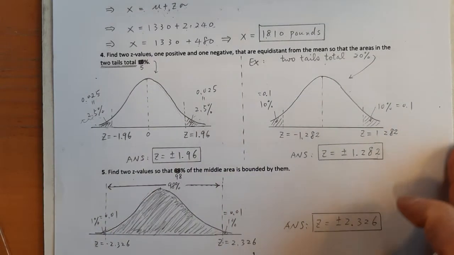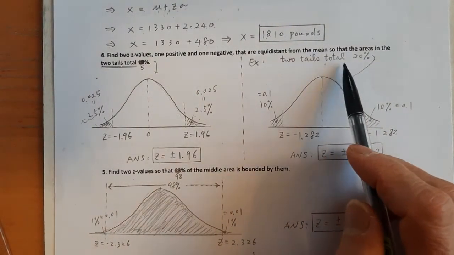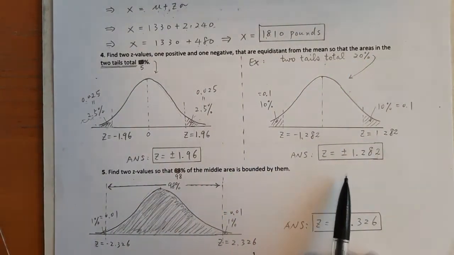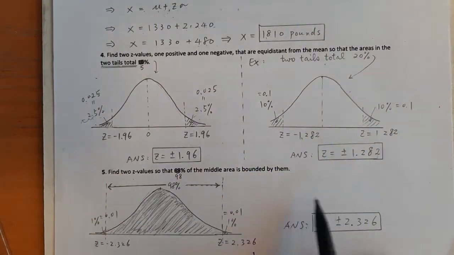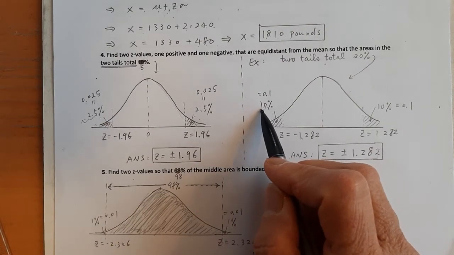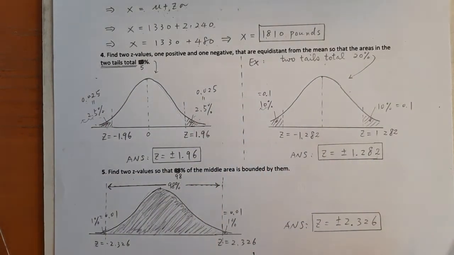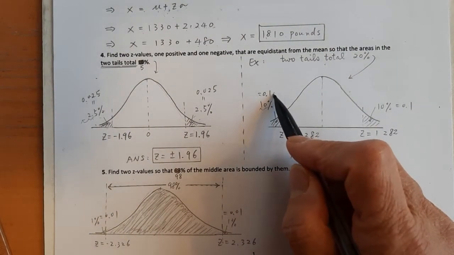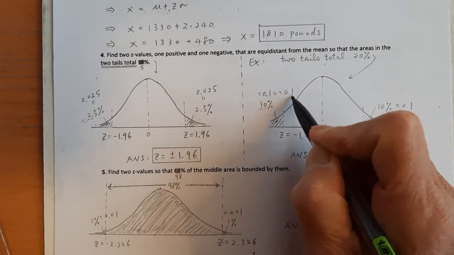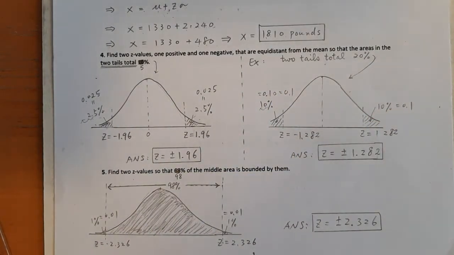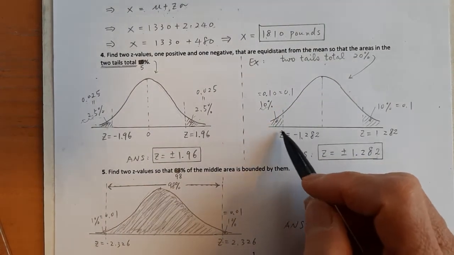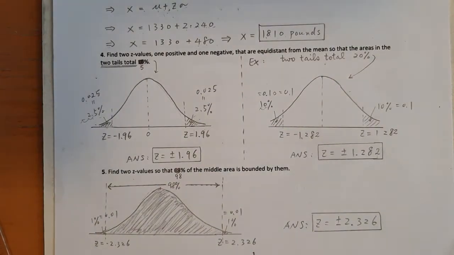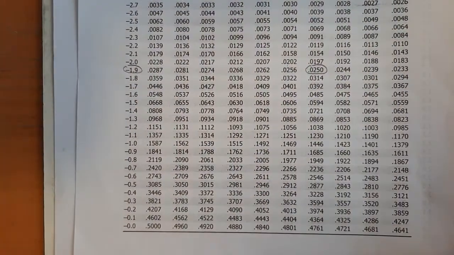Let's try another example. If the two tails total 20%, divided by 2, the left tail is 10% and the right tail is also 10%. Converting 10% to a decimal, move the decimal point to the left 2 positions, we get 0.10, which is 0.1. Then we are looking for the probability 0.1 and its corresponding z-score.